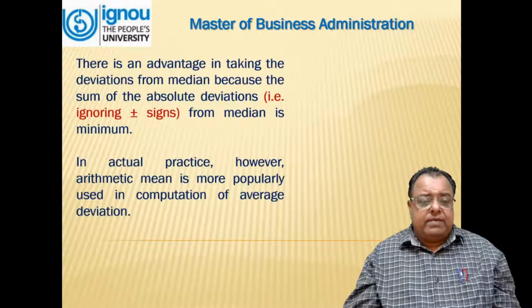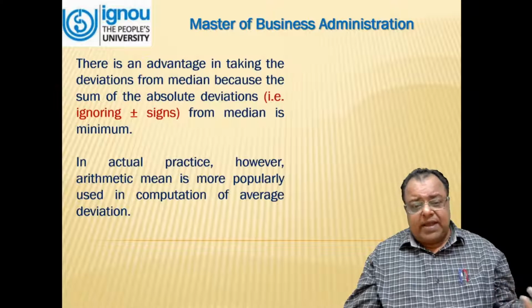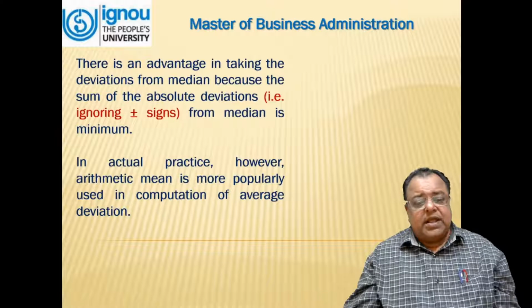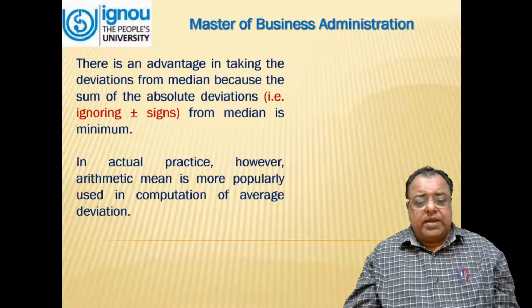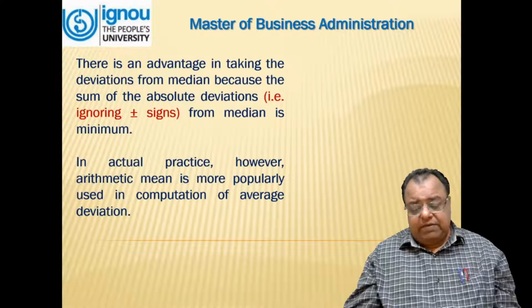There is an advantage in taking the deviation from median because the sum of absolute values, that is, ignoring plus and minus signs, is least about the median. In actual practice, however, arithmetic mean is more popularly used in computation of average deviation.